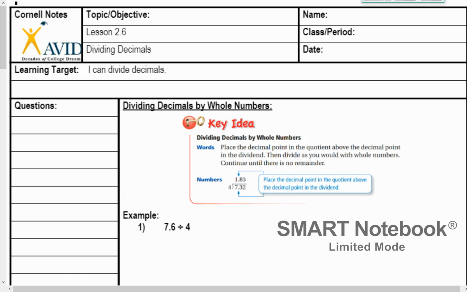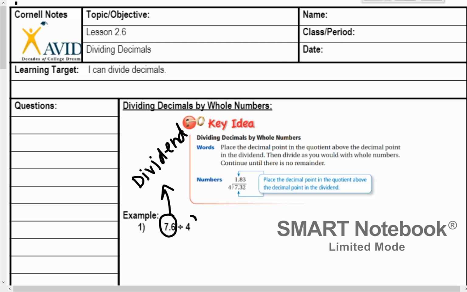Today we are going to learn lesson 2.6, dividing decimals. Okay, and there's a couple things that we need to know about when we divide decimals. We always need to make sure that our divisor is a whole number. Okay, when we're given a division problem, that first number is called our dividend.